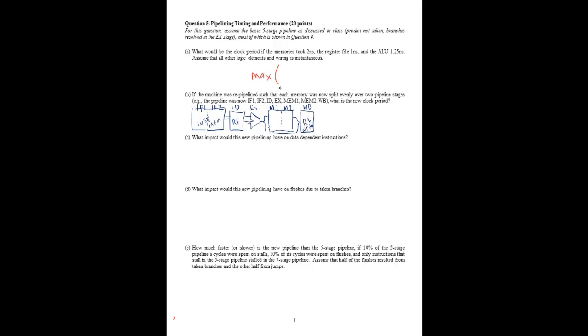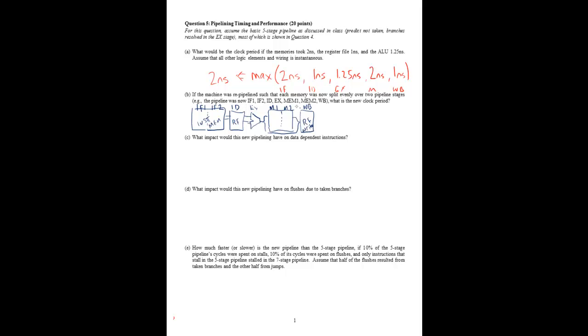And so in the instruction fetch stage, we're just going through the instruction memory. So that takes 2 nanoseconds. In the decode stage, we're just going through the register file. That's 1 nanosecond. In the EX stage, we have to get through the ALU, which is 1.25 nanoseconds. In the MEM stage, again, it's going through a memory, and so that takes 2 nanoseconds. And in the write back stage, again, we're accessing the register file, which is 1 nanosecond. And so the max of all of those values is 2 nanoseconds. And so that's going to be what sets our clock period.